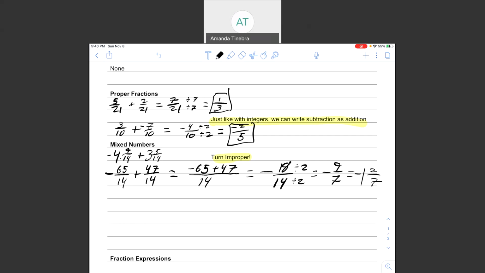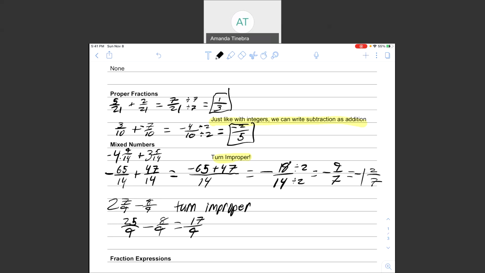Another example here. Let's say we have 2 and 7 ninths minus 9. Just like before, the first thing we're going to do is turn these improper. This is going to give me 25 over 9 minus 8 over 9. I could rewrite this as adding the opposite, 25 plus negative 8, or I can just do 25 minus 8. That gives me 17 over 9.